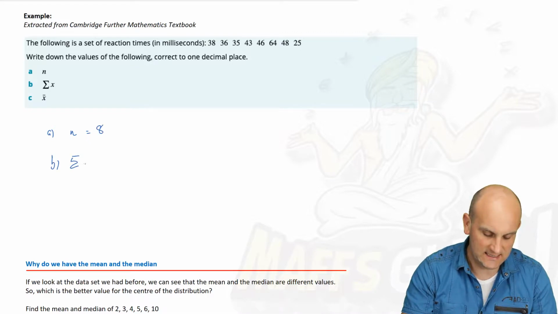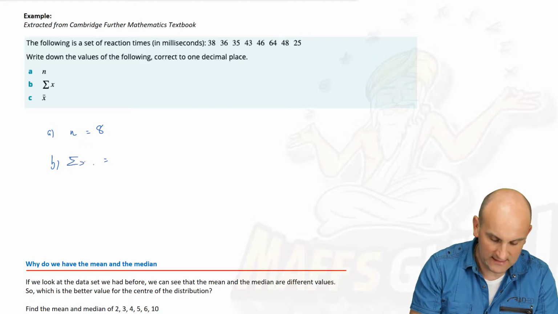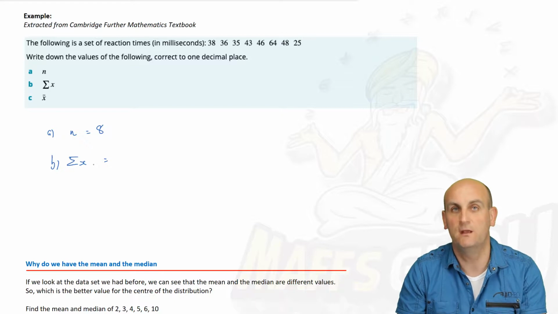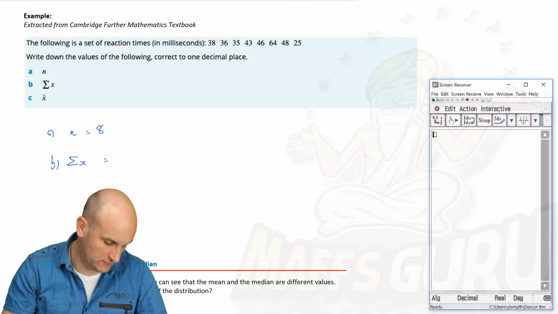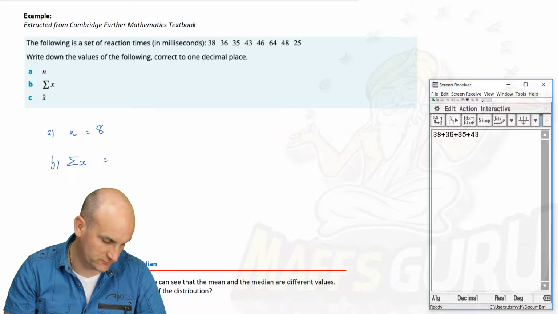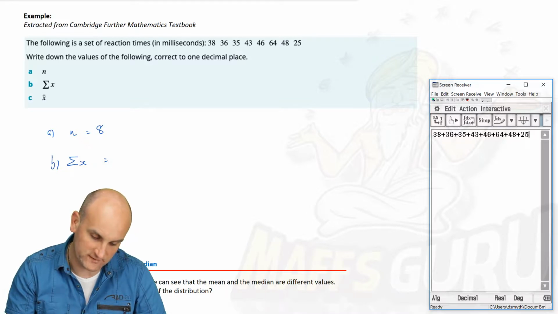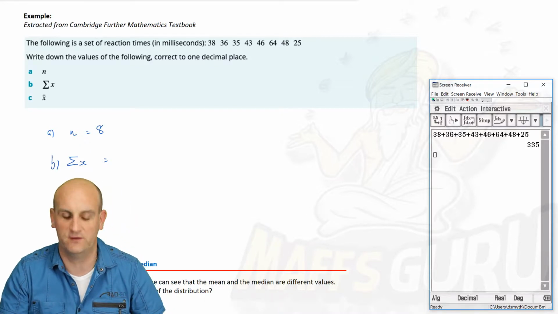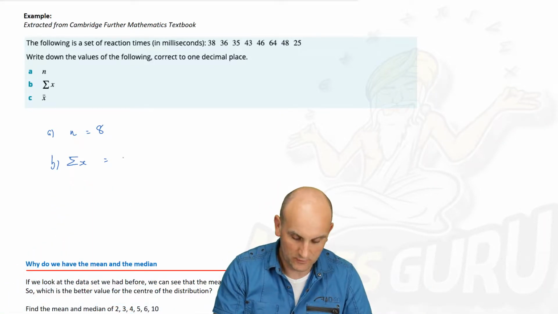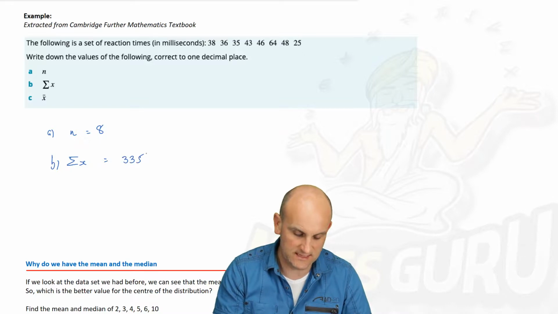Next one is this sigma x. Now that's a fairly funky looking E, so let's try that one again. Sigma x. So what does the E stand for? Sum of x, sum of all my x values. So I'm going to fire up my CAS calculator and do 38 plus 36 plus 35 plus 43 plus 46 plus 64 plus 48 and plus 25. That's 8 values. Press enter and 335 comes out. And there we go, ladies and gentlemen, 335 is my sum of x.